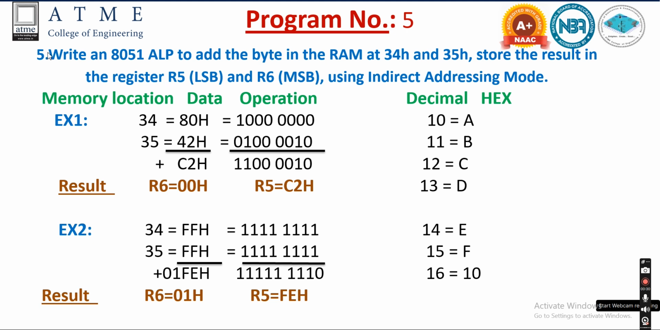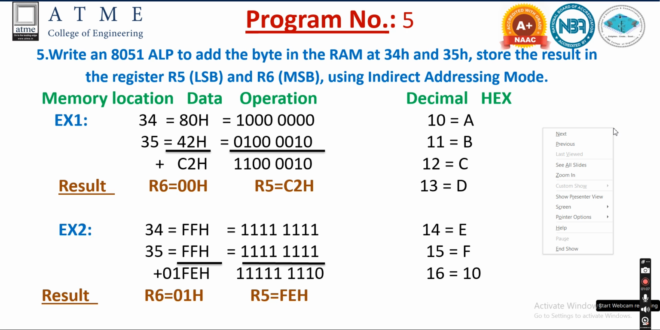So the fifth program of the syllabus is like this. Write an 8051 ALP to add the bytes in RAM at 34H and 35H. Store the result in the register R5, which holds the LSB byte of the result, and R6, which holds the MSB byte of the result, using indirect addressing mode. So let us consider two examples.